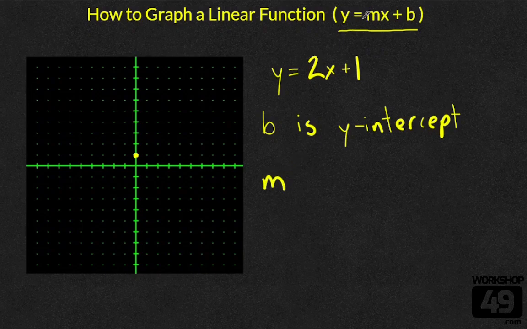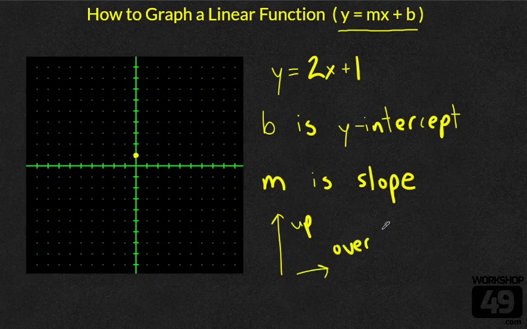M, the number in front of the x, is slope. And m is how much you go up each time we go over 1. That's it. That's what slope is for. And we're going to do some fancy shenanigans with fractions here in a moment, but for now, that's the rule that you can go by. Whatever number's in front of the x is what you're going up by.